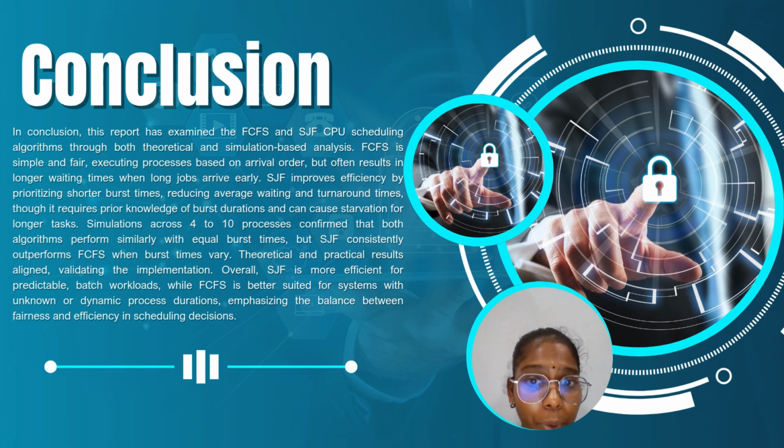Simulation with 4 to 10 processes showed both are similar when burst times are the same. SJF is better when burst times are different. Overall, use SJF for batch jobs with known times and use FCFS for systems with unknown or changing job lengths. Main takeaway: choose based on what matters more, fairness or speed. That's all from us. Thank you.